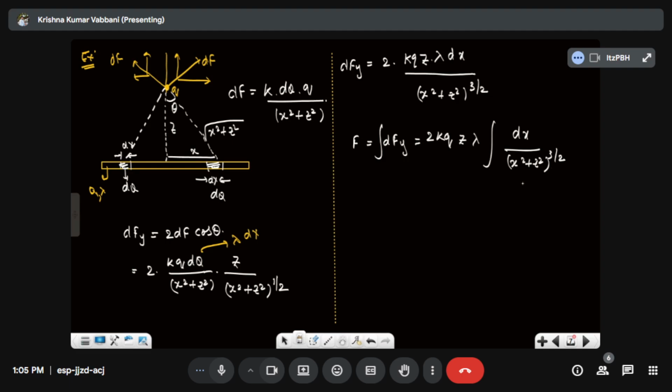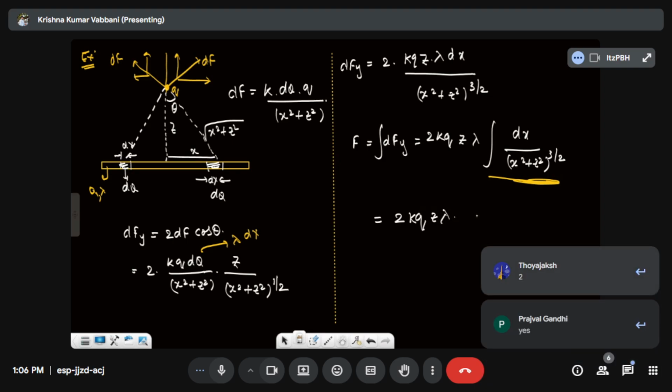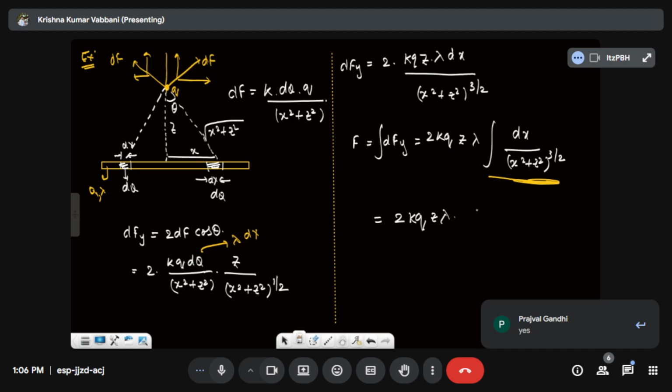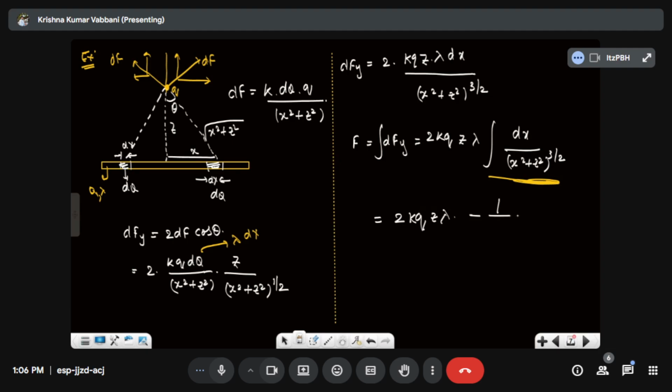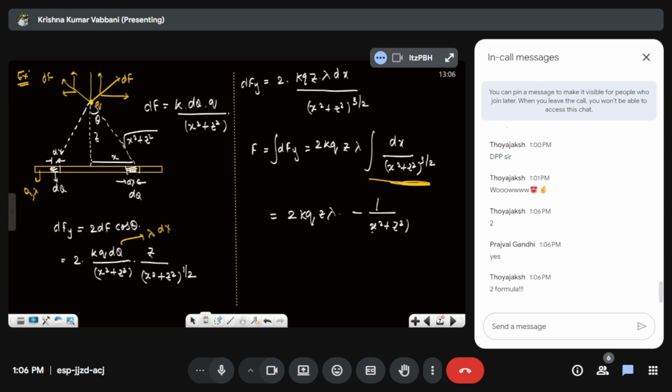Okay, now tell me what this formula is. We already explained this formula, right? 2kq z lambda into, what is this formula? Can anyone please? Oh, sorry, you're online, I forgot you guys. So it is 1 minus, minus 1 divided by x square plus a square, a square means here z square. So z square whole power 1 by 2.